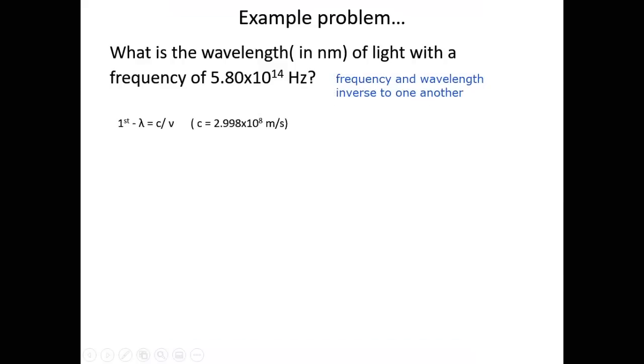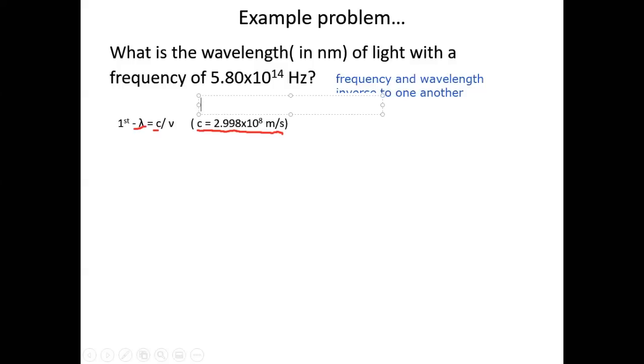So what we need to use is this equation where we solve for lambda. Lambda is wavelength. C is the speed of light, which is a constant. It's always 2.998 times 10 to the 8th meters per second. It can also be written sometimes as 3.0 e to the 8th meters per second. Either one is fine to use. You're going to get the same answer, roughly, within a margin of error.